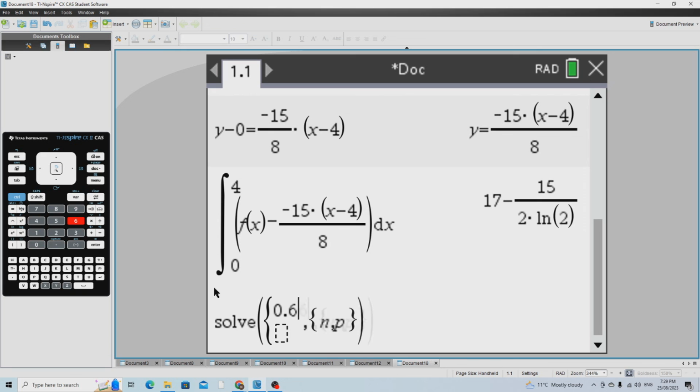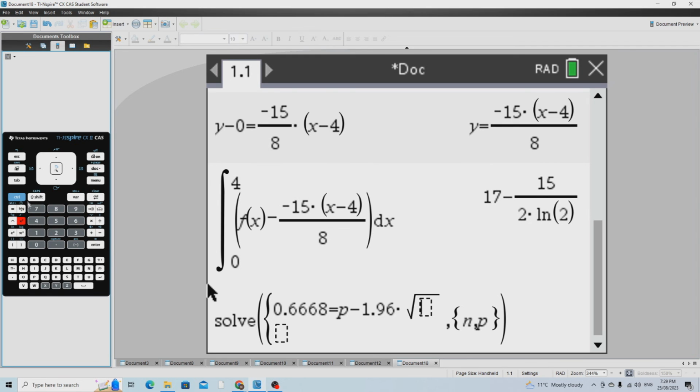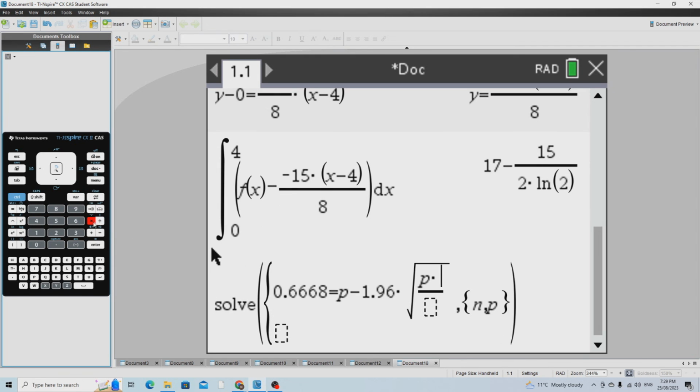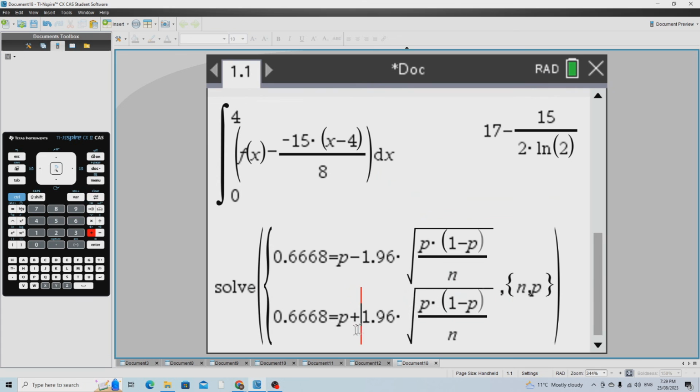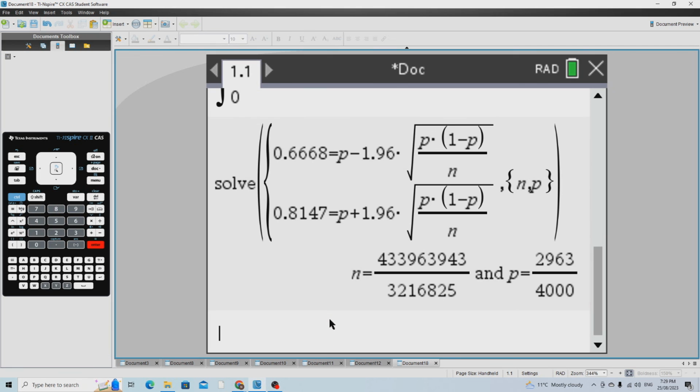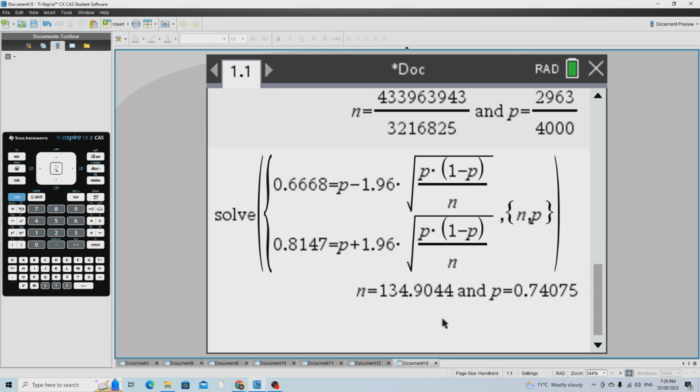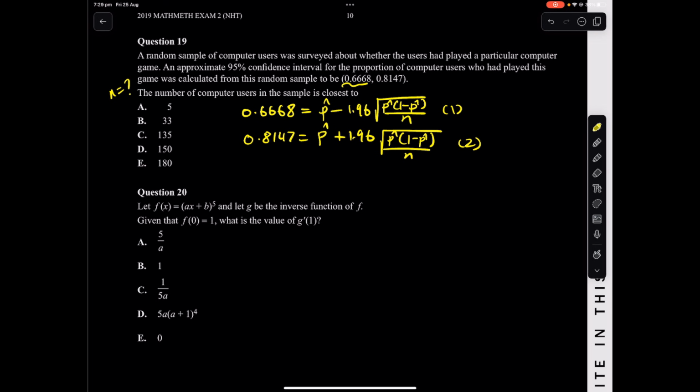Alright, so the first one, 0.6668 equals p minus 1.96 times the square root of p times 1 minus p on n. Copy this whole thing again and just change some stuff. So put a plus here and change this to 0.8147, and we get n is 135. So 135. So C is your answer.